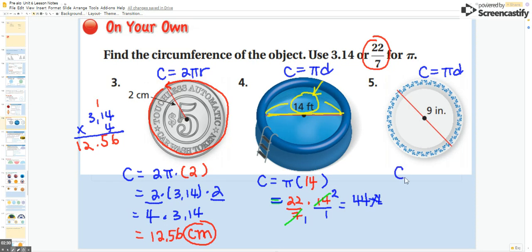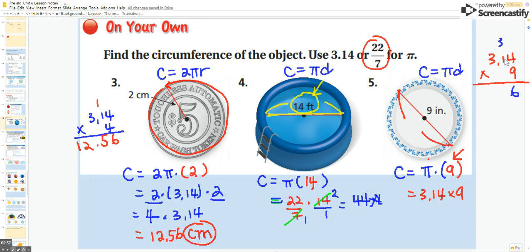What about number 5? C is equal to pi, and you're going to multiply by 9, because 9 is the radius. And I'm going to use 3.14 because 22 over 7, this is not a multiple of 7, then you're going to get a really big number on the numerator. So I'm going to just use a fraction. So let's multiply these together. 4 times 9, 36. And 9 times 1, 12. And 3 times 9, 27 plus 1, 28. So it's going to be 28.26 inches.